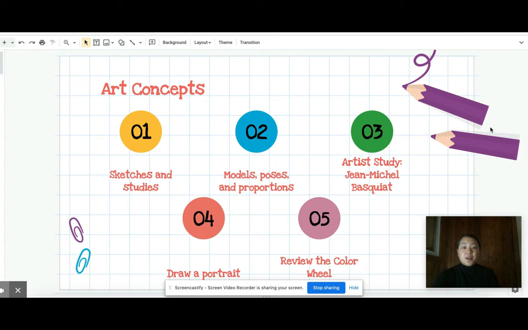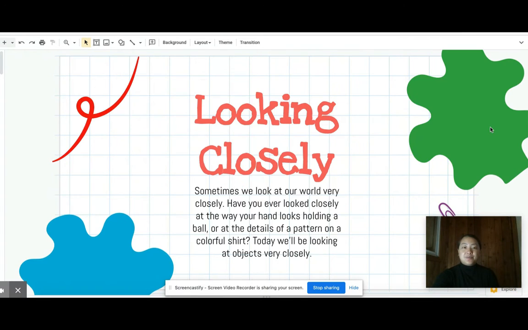So here's the plan for this week. We'll be learning sketches and studies. We'll be drawing models, poses, and proportions. We'll do an artist study of an artist named Jean-Michel Basquiat. We'll draw a portrait, and then the last day we'll review the color wheel.